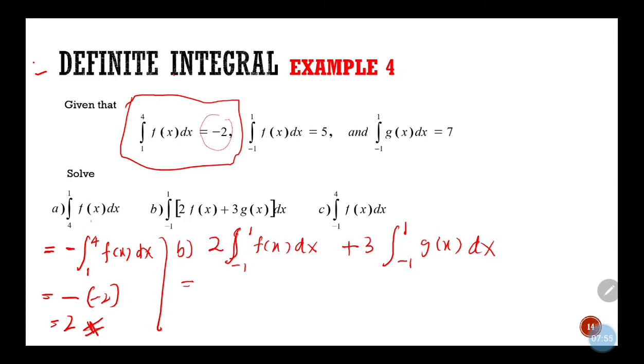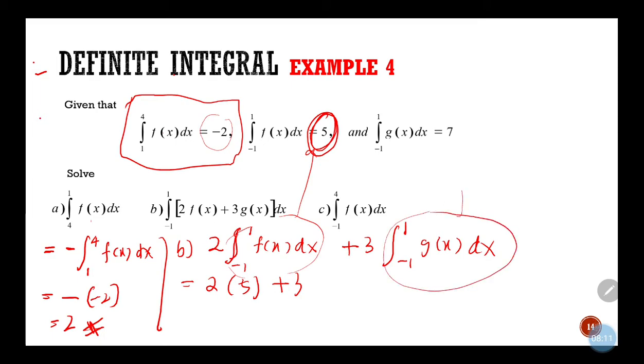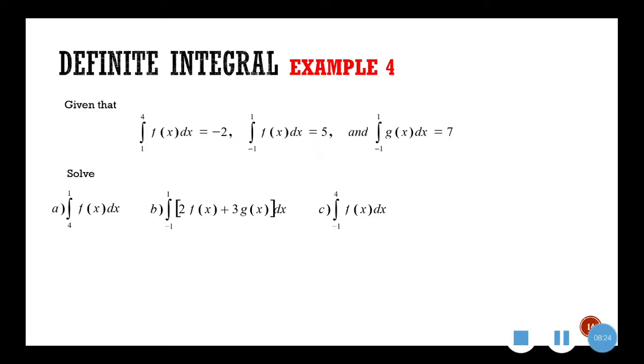So integration from -1 to 1 fx dx, okay, apa dia punya value is equals to 5. Senang sangat. Okay, this one is equals to 5 kan. So here 2 times with 5 plus 3, integration from -1 to 1 gx dx is equals to 7. There you go. So you have 10 plus with 21 is equals to 31. That's it. Okay. Okay, now we proceed to C.